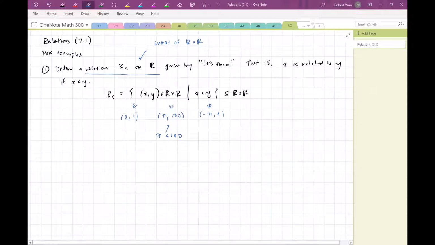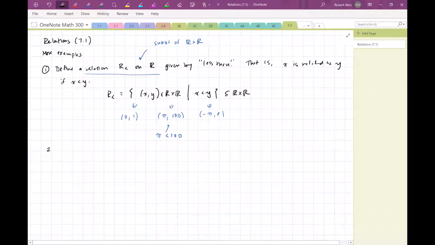This is why we call subsets of the Cartesian product a relation, because it's a very natural context where you can think about relating two real numbers to one another. I'll say that x is related to y if x is less than y. So this less than relation captures what we mean when we say less than. Okay, it'll become more clear as the lecture goes on, and then you can come back to this example.